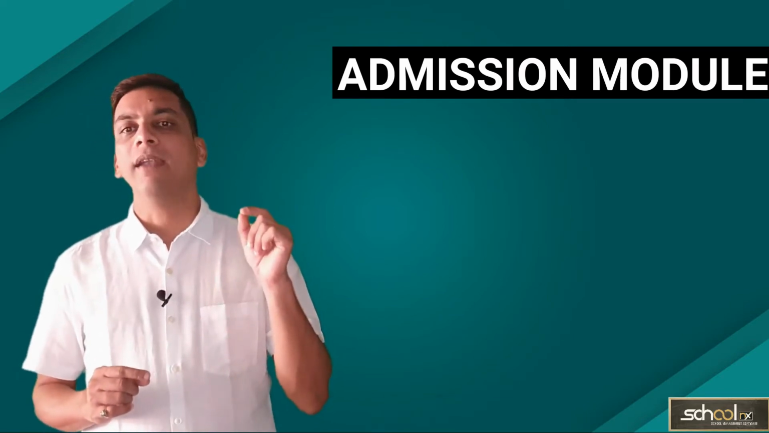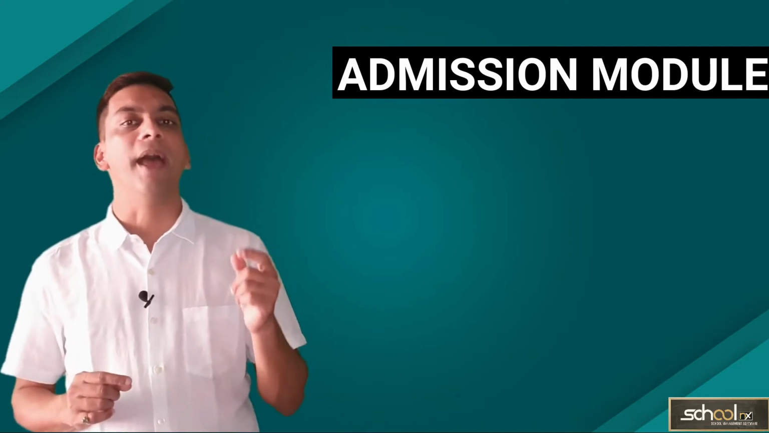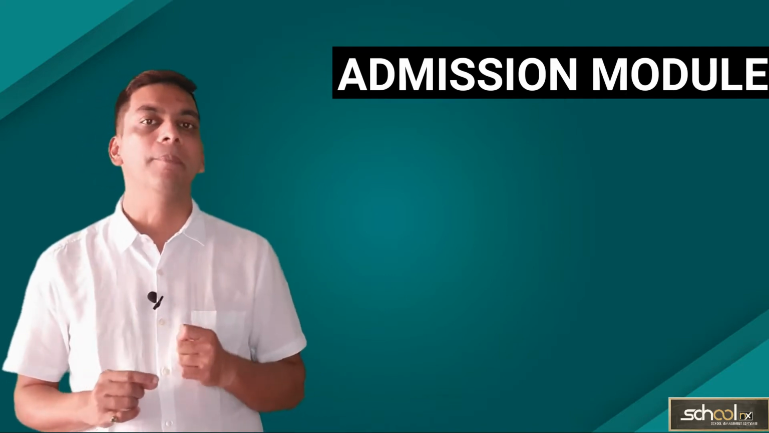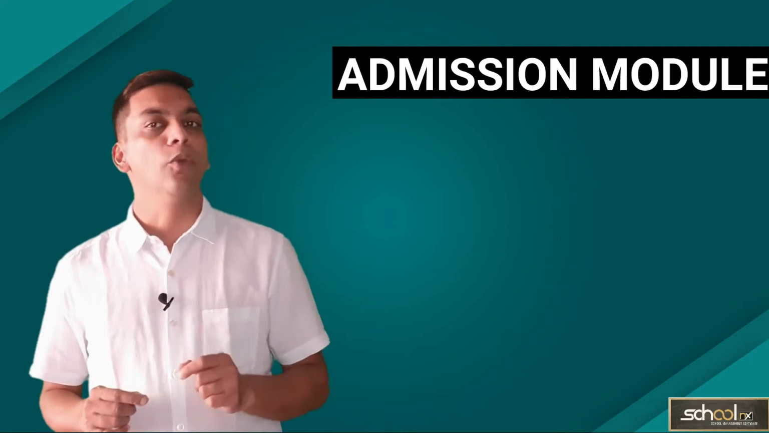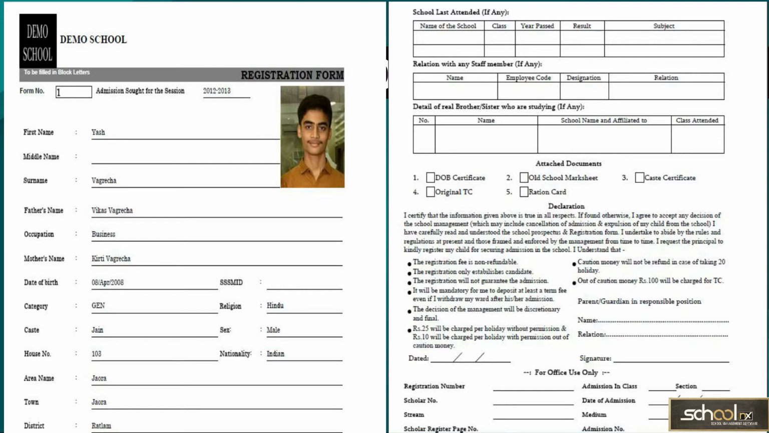Our first module is the admission module, which is designed in a very simple manner. You get a complete record of each student here, and it can also manage RTE students. The admission process includes print form, issue form and submit form. This is the easiest module to operate, friends.